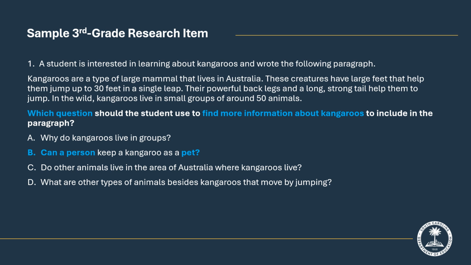Option B asks about keeping kangaroos as a pet. There is nothing in the paragraph about kangaroos being pets. The paragraph is about kangaroos in the wild. This information does not fit within this paragraph. Option C moves away from kangaroos and focuses on other animals. This does not provide us with information that will fit in the provided paragraph.